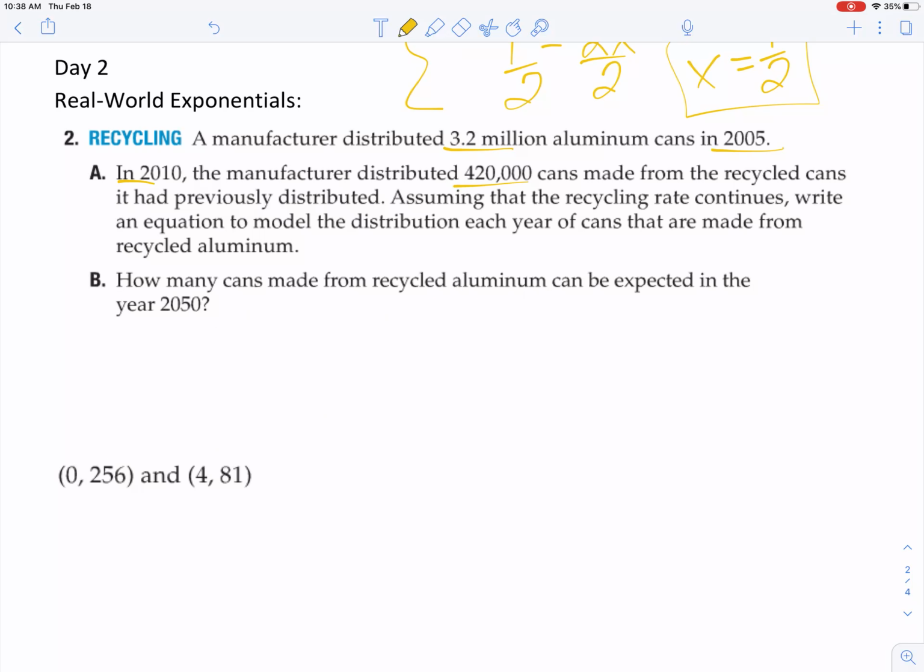If we know that the equation is going to be y equals the starting value times the base being raised to the power of x. Again, A is the starting value, so we know we have 3.2 million cans to start with. And then I'm going to use another point on the line. Now again, since 2005 is my starting year, I'm going to want to use a different time. I'm sorry, that's not where I want to go. Let's go with y first.